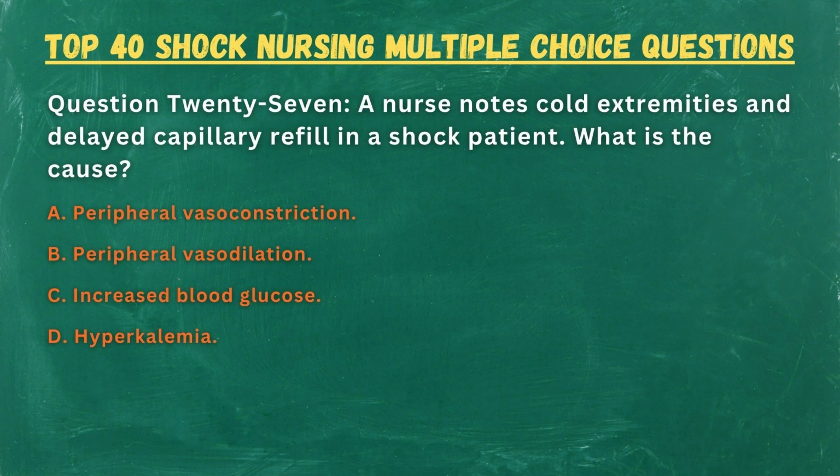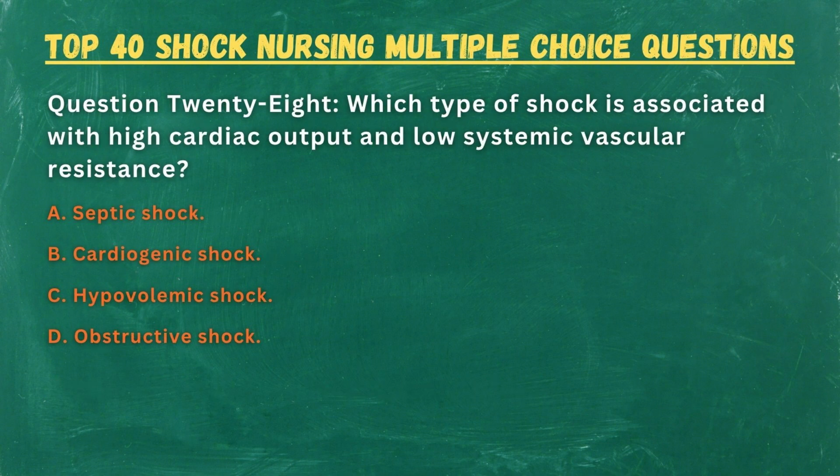Question 27. A nurse notes cold extremities and delayed capillary refill in a shock patient. What is the cause? A. Peripheral vasoconstriction. B. Peripheral vasodilation. C. Increased blood glucose. D. Hyperkalemia. Answer: A. Peripheral vasoconstriction.